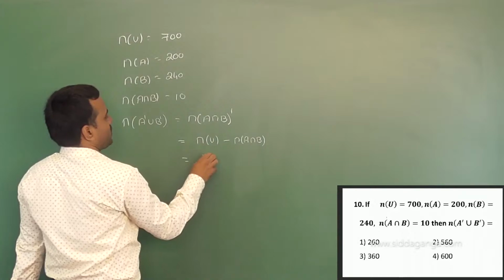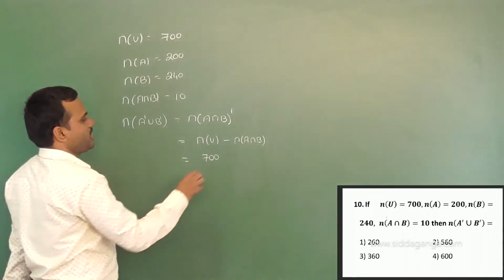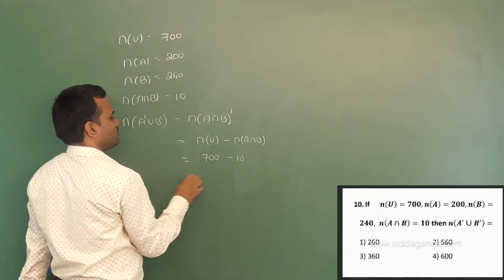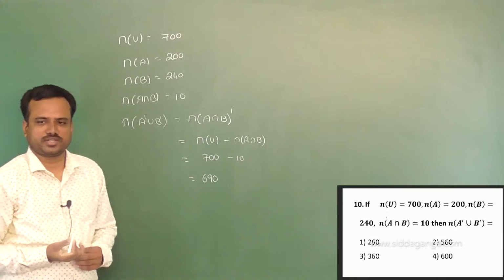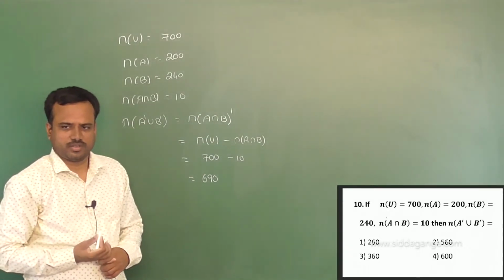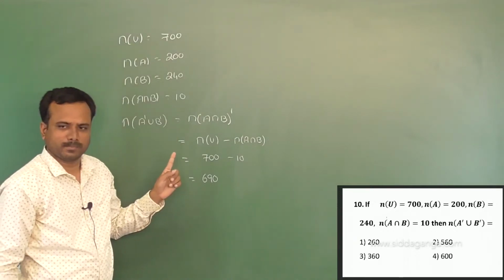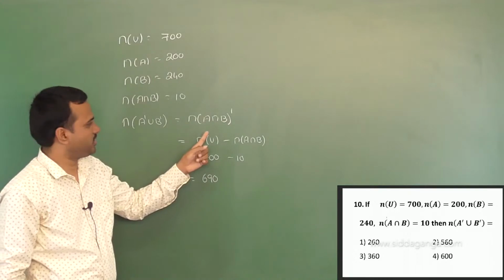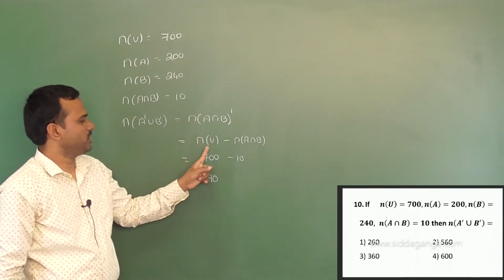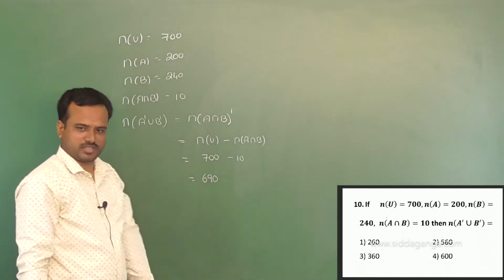N of U is what? 700. N of A intersection B is 10. So 690. N of A dash union B dash, which is N of A intersection B whole dash, is N of U minus N of A intersection B, which is 690.